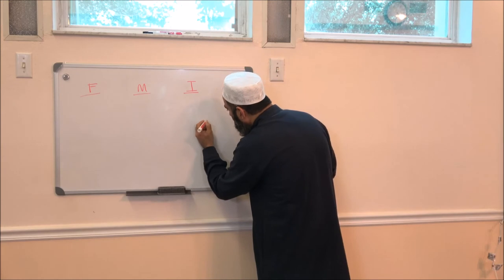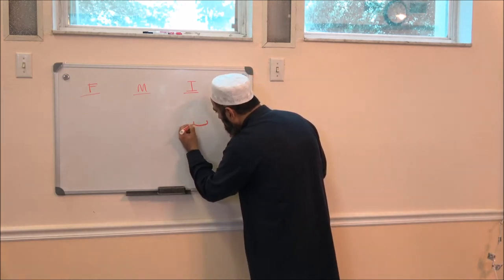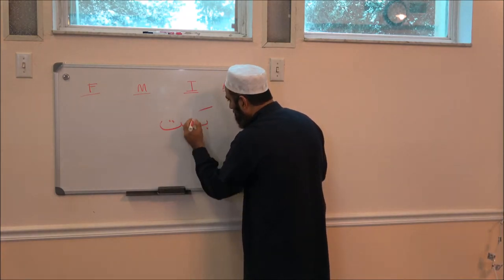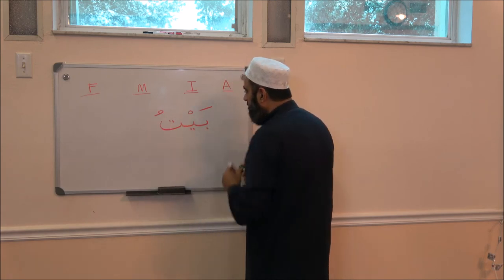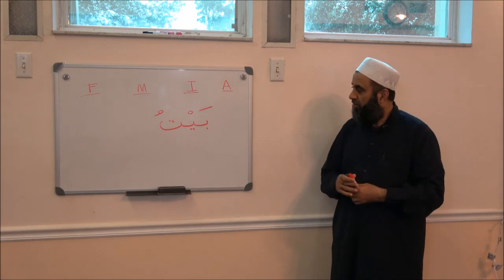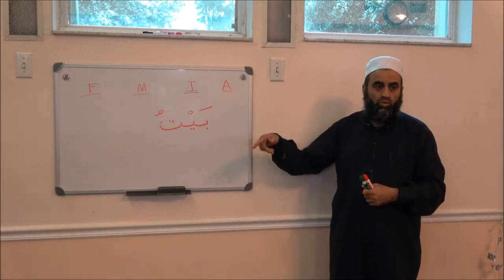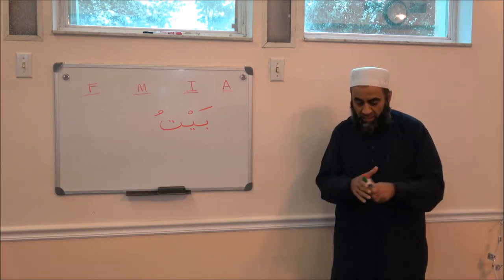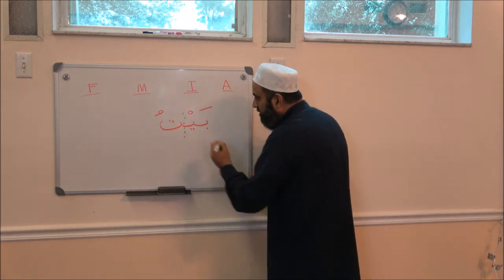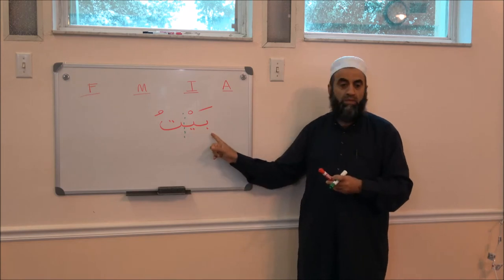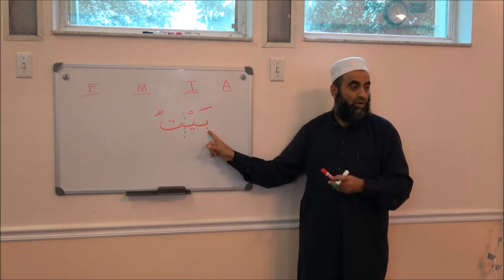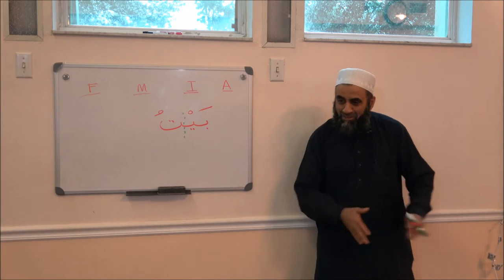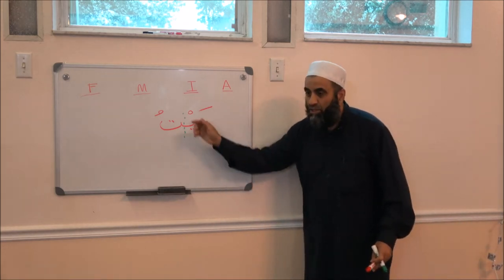Are you guys ready? Who would like to read? Baytu. Notice that I pronounce the ya with the ba as one syllable, then I cut here. Why did I cut here? The rule says any letter that has sukoon has to be pronounced with the previous syllable. So how do I cut it? Baytu. That's how I cut it. Remember? So baytu. Two syllables.